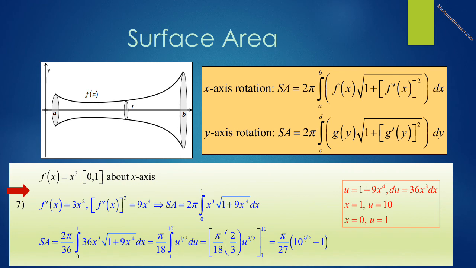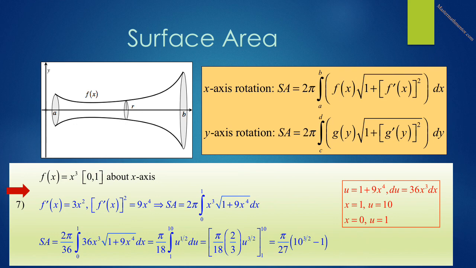Let's look at several examples. Number 7 reads f of x equals x cubed. We're looking at the interval 0 to 1, and we're going to rotate this shape about the x-axis. We start by taking the derivative, and we get 3x squared. So the derivative squared is 9x to the fourth.